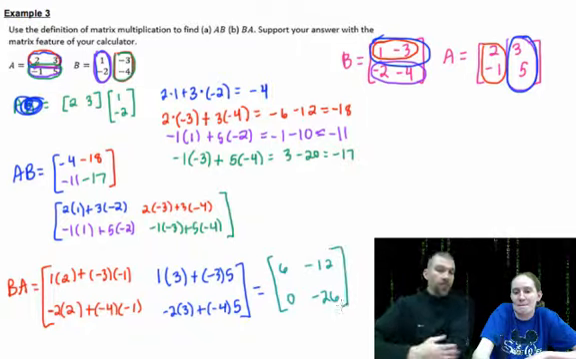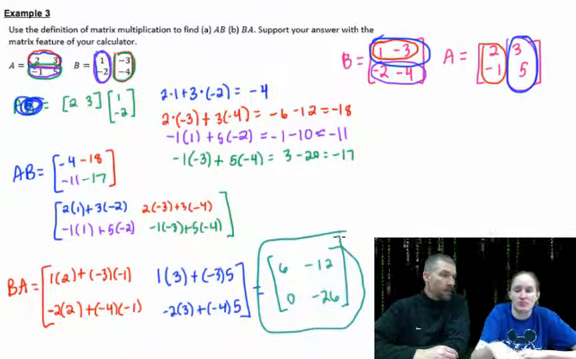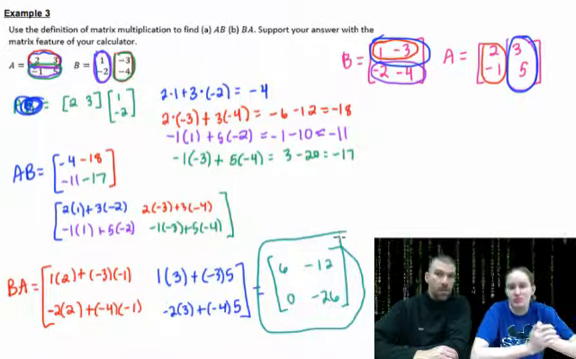And you can have 0 in a matrix. That doesn't mess anything up. 0 is a number, so it's fine to have in there. Okay, all right, good talk.